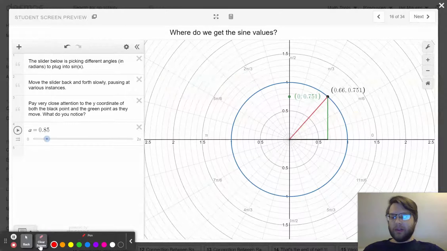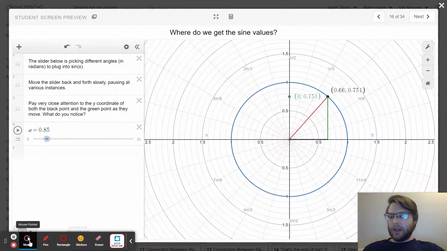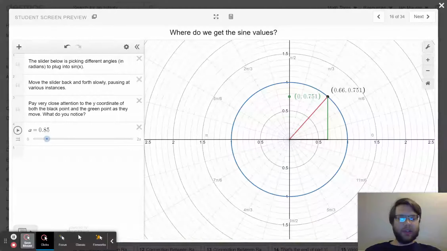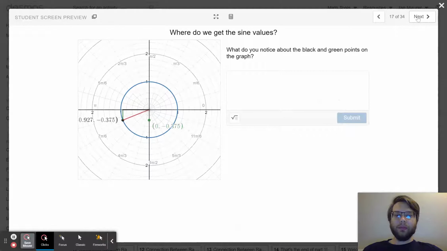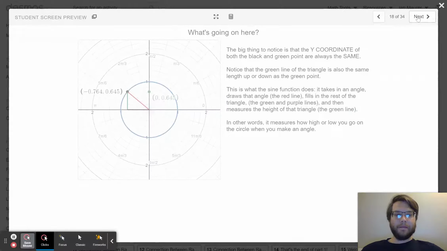So I'm going to clear my screen here, move on. Again, I'm not trying to give away answers here. I'm just giving you something to think about while you're working through these slides. You'll need to go back through and spend some time on each of these slides yourself. So here you're going to reflect on what do you notice about the different points.